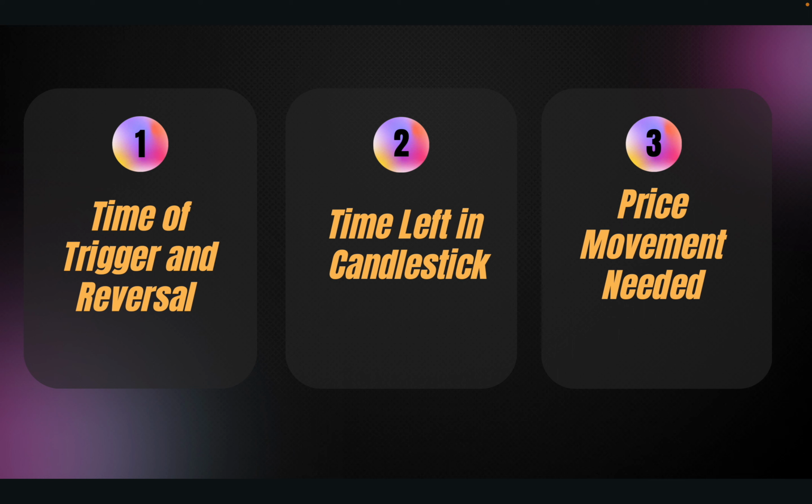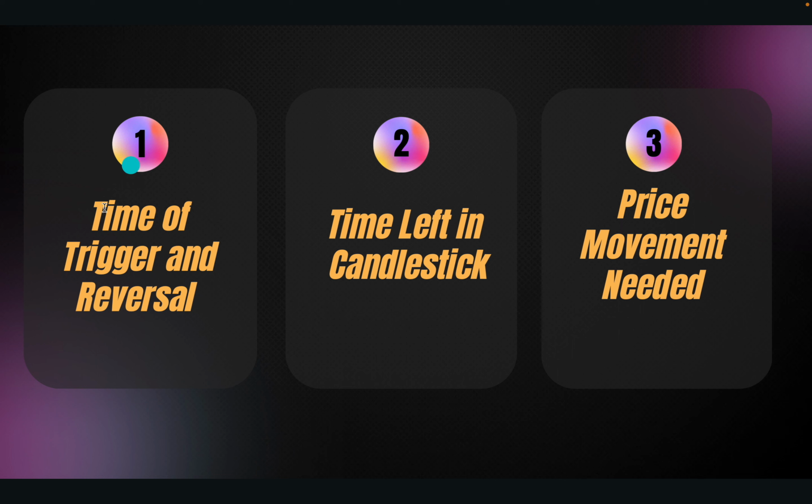These are the three main things that I gauge when I'm looking at potential outside bars. Number one is time of trigger and reversal. Number two is time left in the candlestick. And number three is price movement needed. All of these things correlate to each other. They're all connected.